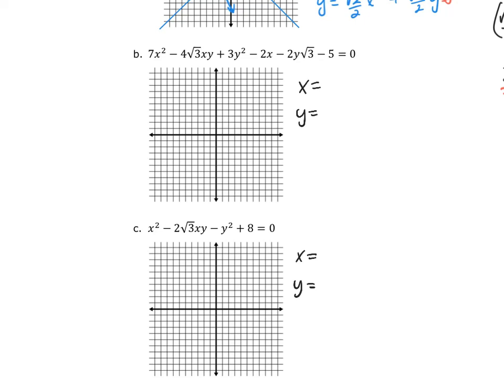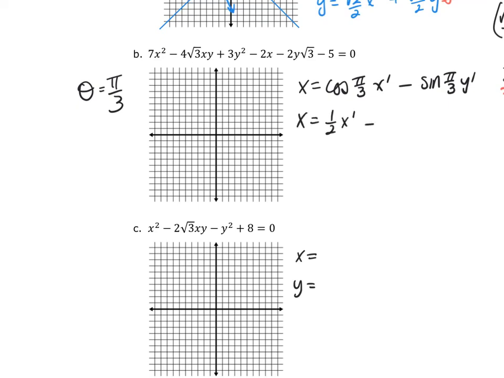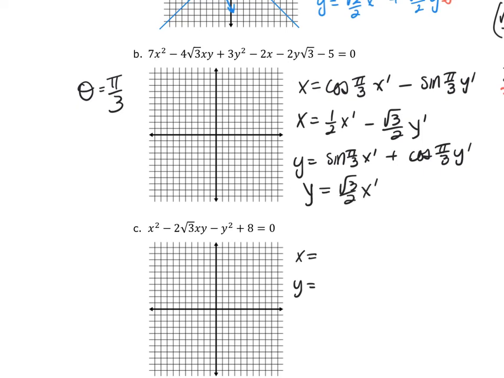Looking at just the setup parts of it, what did we find from yesterday? What was my theta from yesterday? Pi thirds. So my x is going to be the cosine of pi thirds x prime minus the sine of pi thirds y prime. That gives me x equals 1/2 x prime minus the square root of 3 over 2 y prime. How was that? Y is equal to the sine of pi over 3 x prime plus the cosine of pi over 3 y prime. So my y replacement will be the square root of 3 over 2 x prime plus 1/2 y prime. How was that?